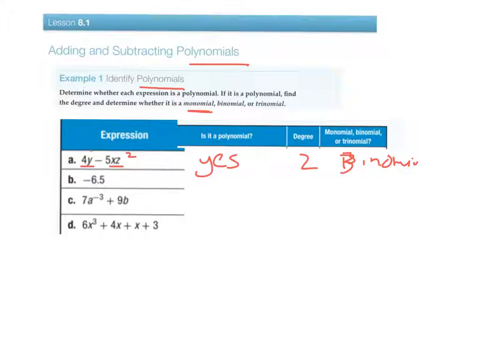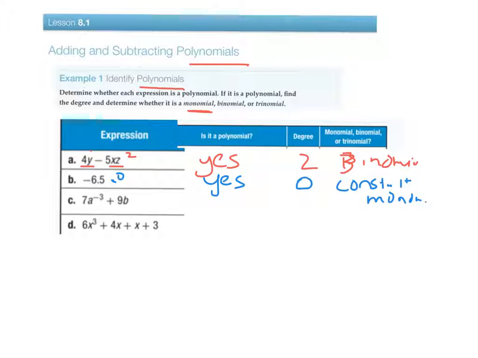Now let's look at our next one. It has no letters, but it does have a letter with an exponent of 0, so we really have an x with an exponent of 0. So yes, it is a polynomial. It has a degree of 0. It's called a constant, but it's also a monomial.